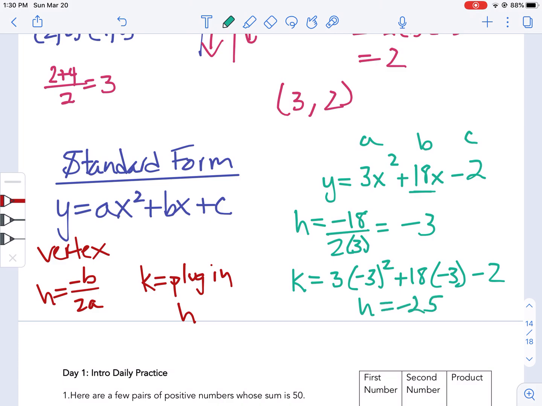So our vertex is at the coordinate (-3, -29). So now you'll have some time that you can start on your assignment.